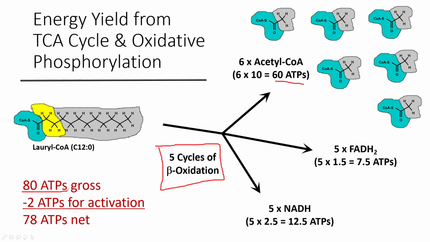But as I mentioned at the beginning of this lecture, the activation process requires 2 ATP equivalents to get this particular fatty acid activated and ready for catalysis. And so we have to subtract those ATP molecules, which gives us a total of 78 ATPs per 12 carbon fatty acid. If you remember, glucose, which has 6 carbons, only gives us about 30 ATPs. So you can see that this single molecule fatty acid, even a medium chain fatty acid like lauryl-CoA, is actually giving us over twice as much energy as glucose in carbohydrate metabolism.